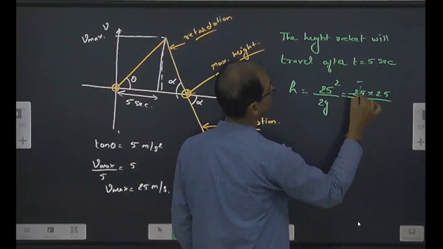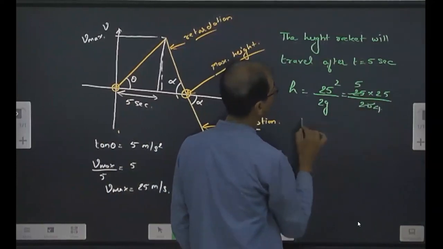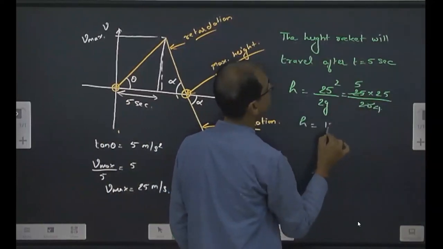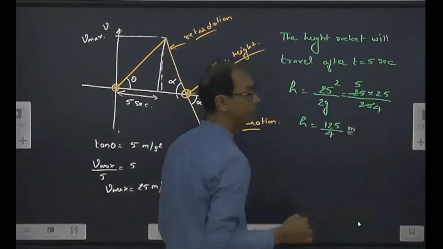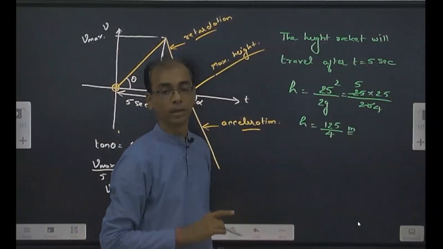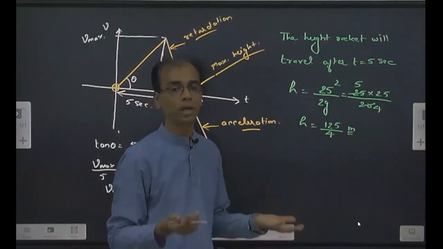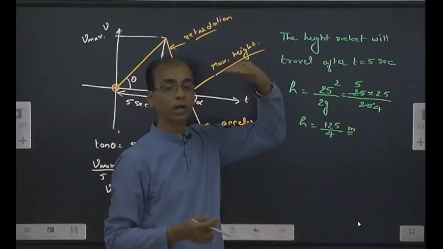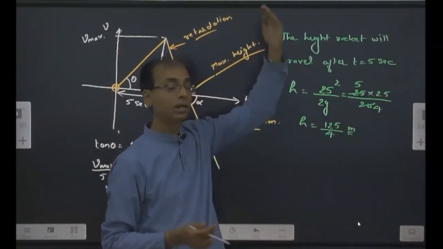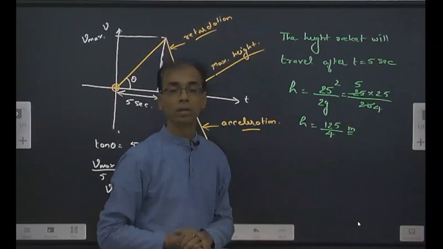This is 5, this is 4. 125 by 4. Is this the maximum height? Yes, this is the maximum height. But how much it is from the ground, I don't know. From the height where the rocket is after 5 seconds, from there it is 125 by 4.